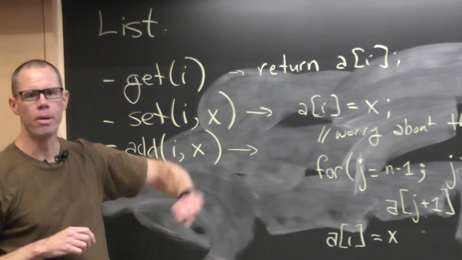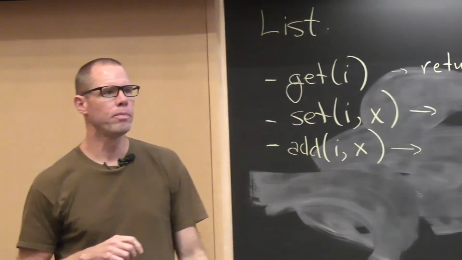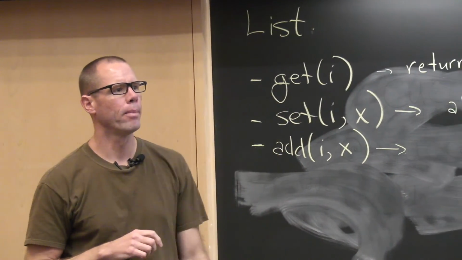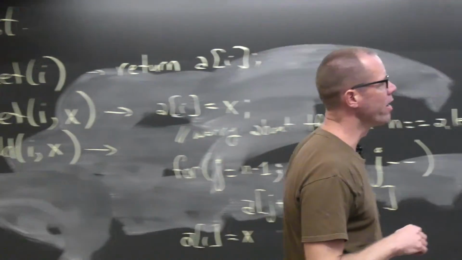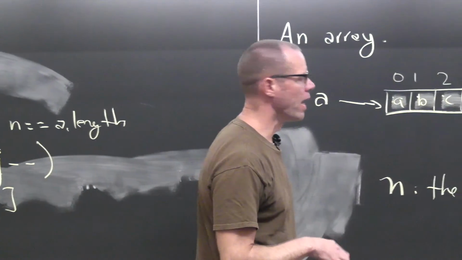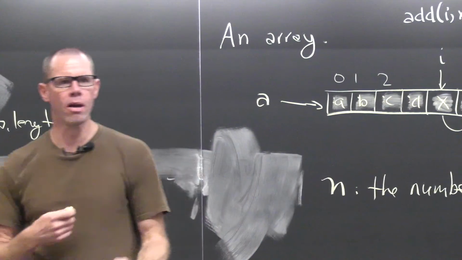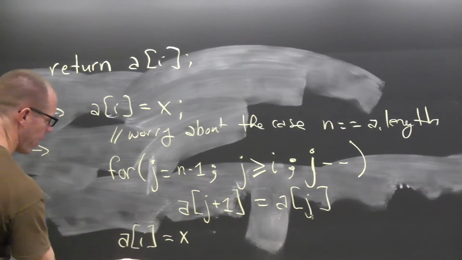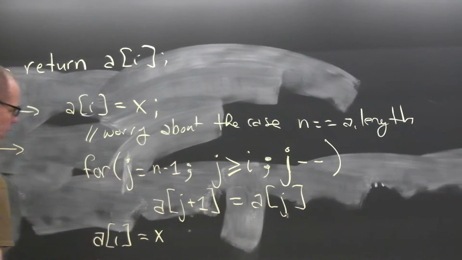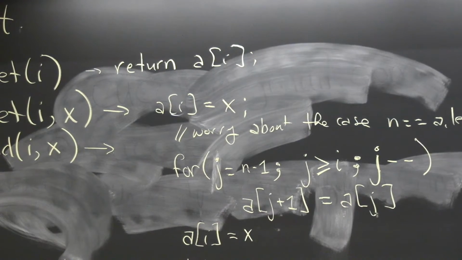Let's say we've worried about that. Then, is there anything else left to do? Yeah? Increment n. Yeah. So after we're done this, we've just added an element to this list. So the value of n, which keeps track of the number of elements in the list, should be increased. So we do that. Okay?